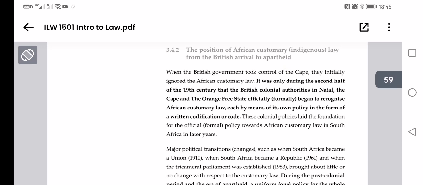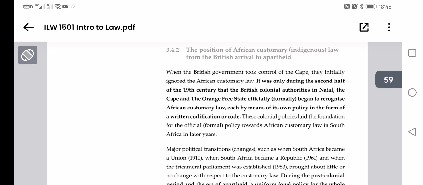The position of African customary indigenous law from the British arrival to apartheid. When the British government took control of the Cape, they initially ignored African customary law.